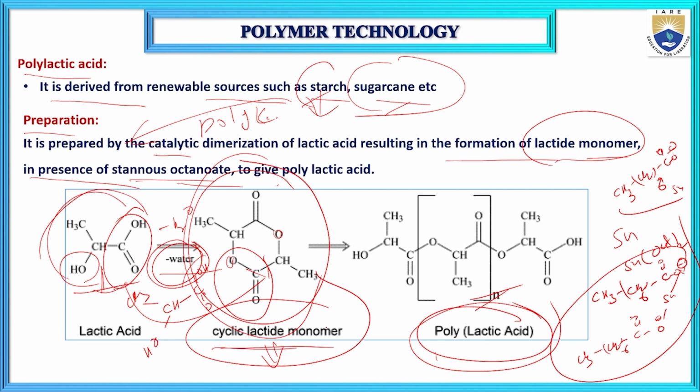Two molecules of lactic acid react together and form a cyclic lactate monomer. In the presence of the stannous catalyst, this cyclic lactate monomer will undergo polymerization and form polylactic acid. In this case, the catalyst is stannous octanoate.